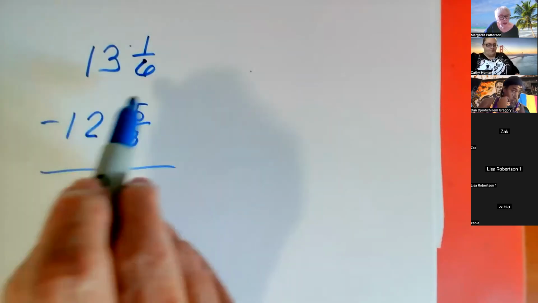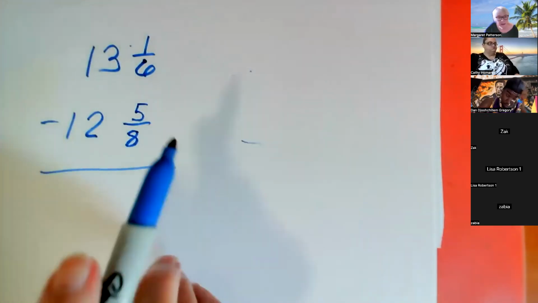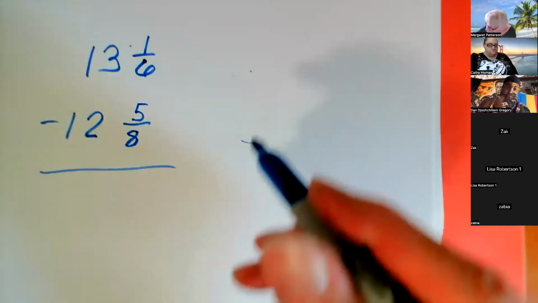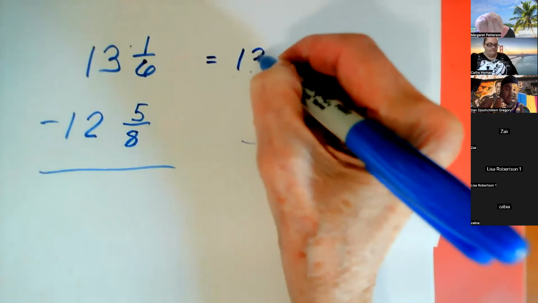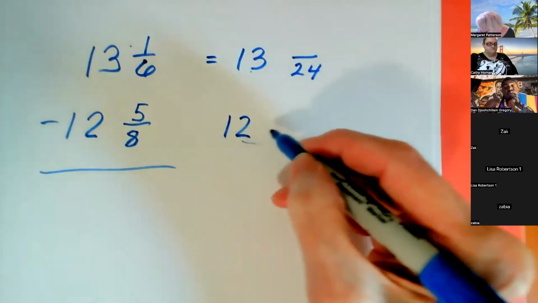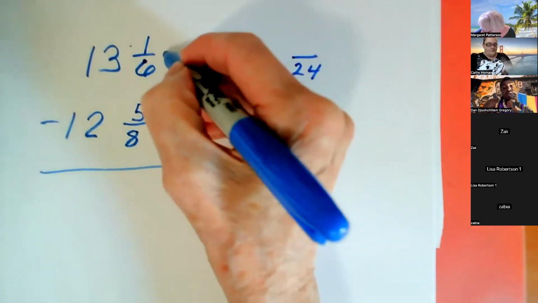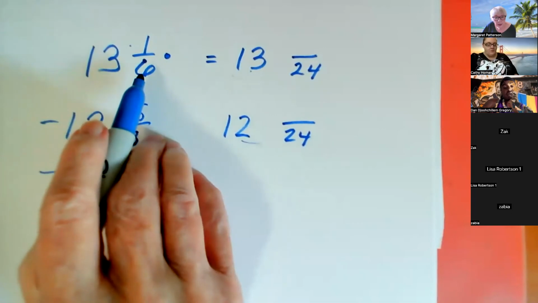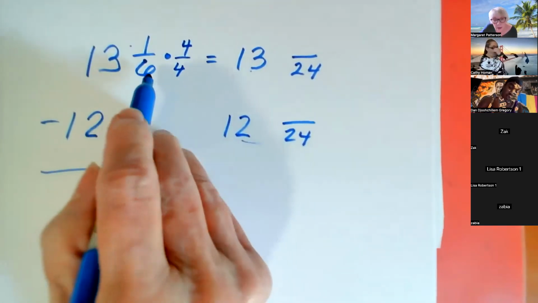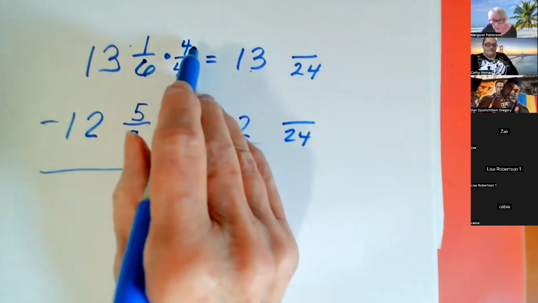The good news is when they force you into making borrowing and everything, they don't make the common denominator that hard. After a while, you say, I've seen that one before, a 6 and an 8. 24. 24 it is. Okay. 13. And it needs to be 24. This is 12. It needs to be 24. I can clearly see the 6 needs a 4 to bring it up to 24. 6 times 4, 24. 1 times 4 is 4.